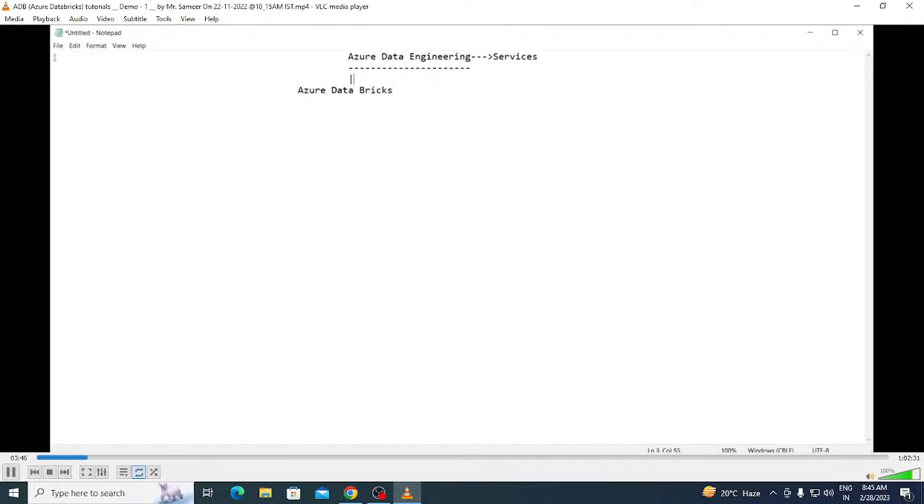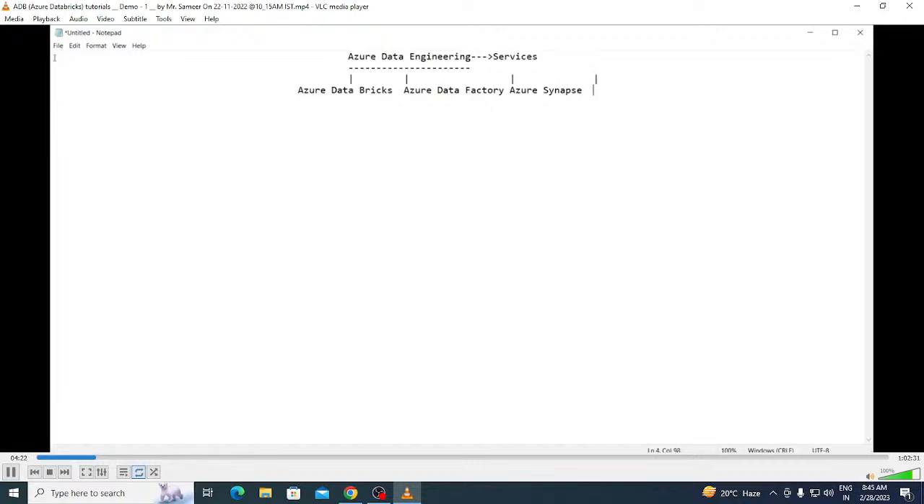Azure Databricks. And then we have the next one after this, Azure Data Factory. And apart from this, we have the next service that is called Azure Synapse. Azure Synapse. Next, after this, many services are there, but I'm listing a few of them.